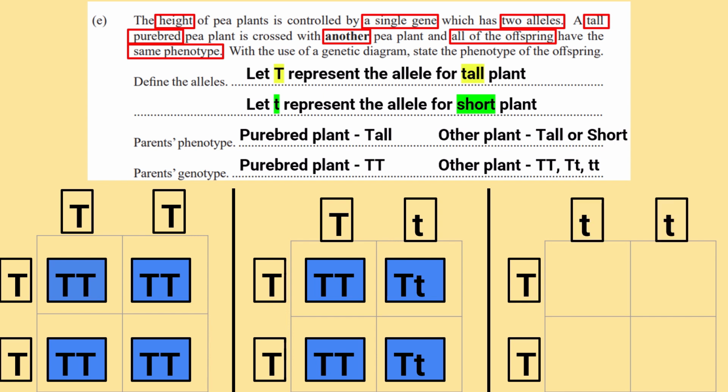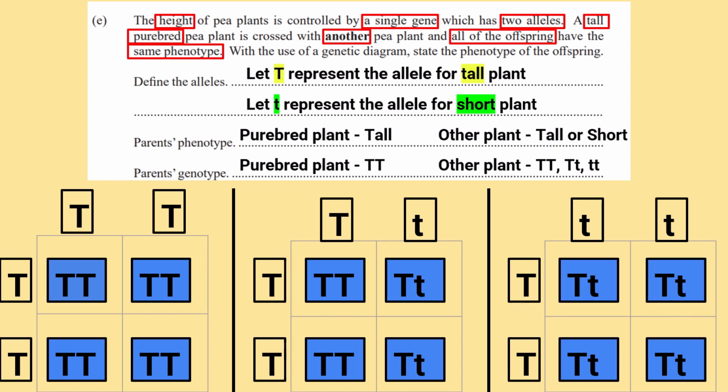In the third Punnett square, we cross the purebred tall plant, which is homozygous with the genotype big T, big T, with a short plant that is also homozygous with a genotype of small t, small t. Here, all of the offspring produced will be heterozygous with genotype big T, small t. All of the offspring produced will be tall plants.